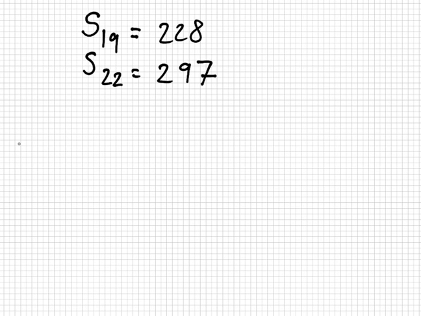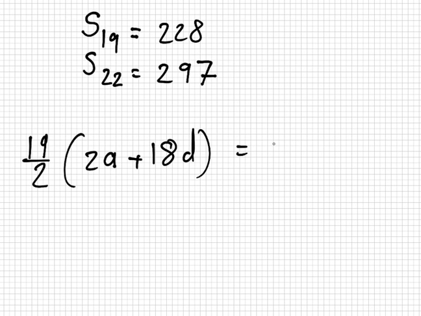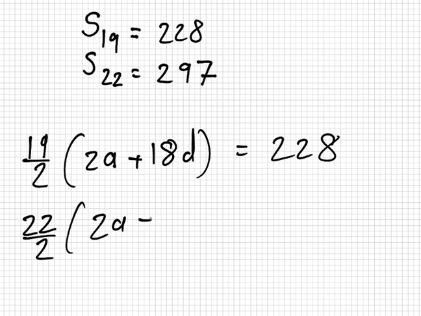Okay, so I start off with the first one, n over 2, 2A, which I don't know, plus n minus 1, D. That should equal 228. And likewise, for the second one, n over 2, 2a plus n minus 1 d. That should equal 297.